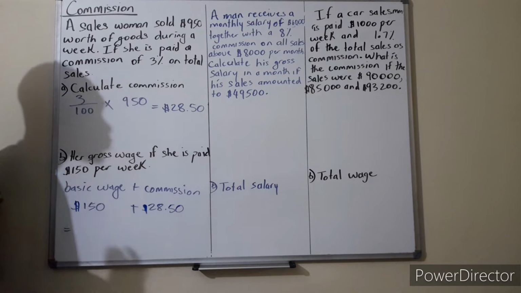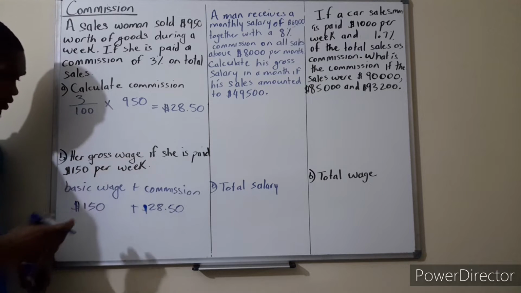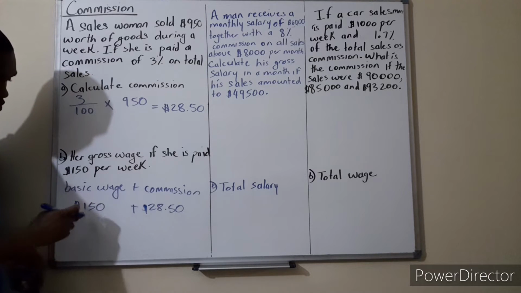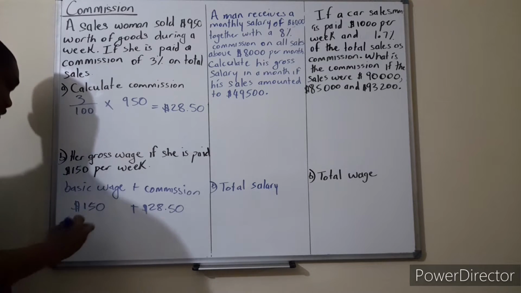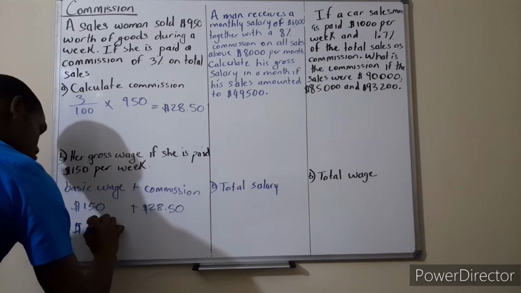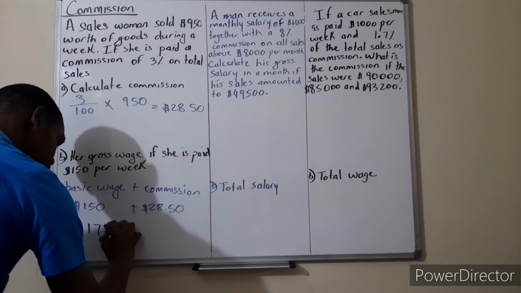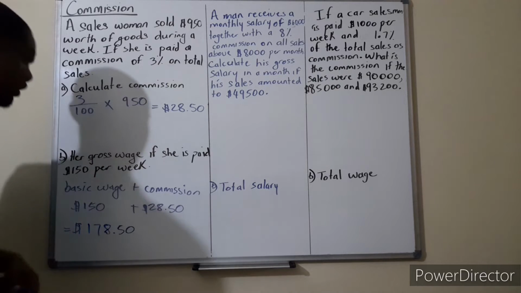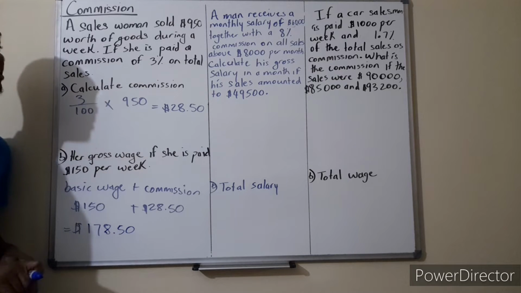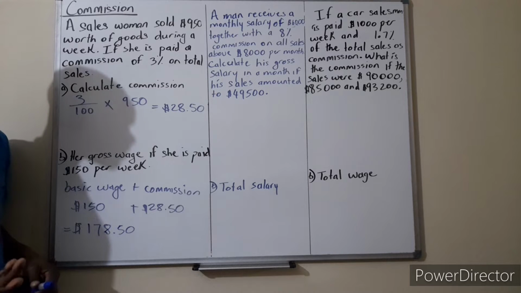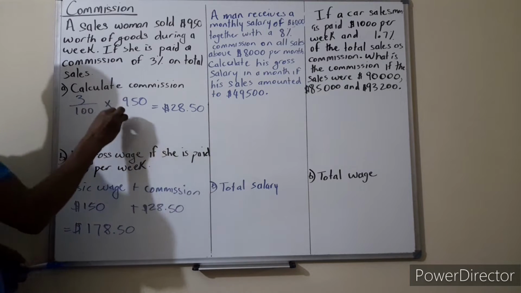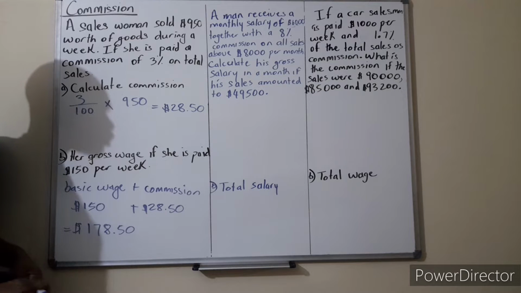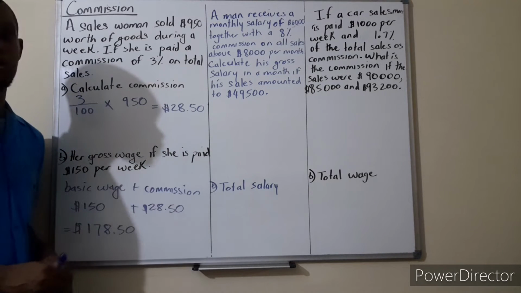So to get the total wage for this person, it's basic wage plus the commission. That would be $150 plus the $28.50, which would give you a total wage of $178.50. And that's all there is to this particular question. Once you're given the total sales, you just need to find the percentage of it and work out the commission. Then for the total wage, you just add your commission plus the basic pay that you would be receiving. Example number two now.